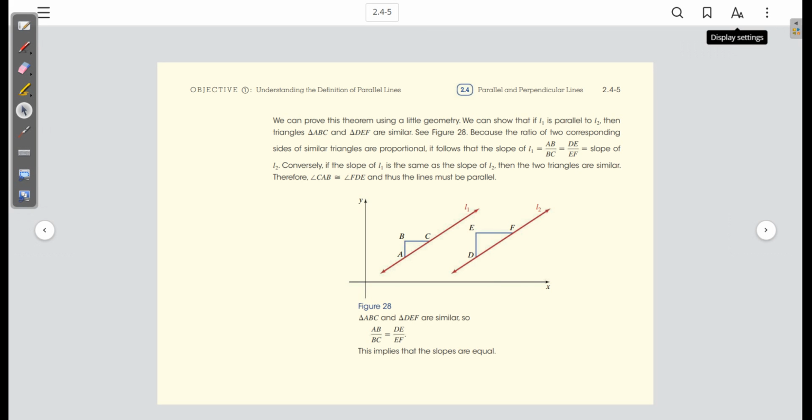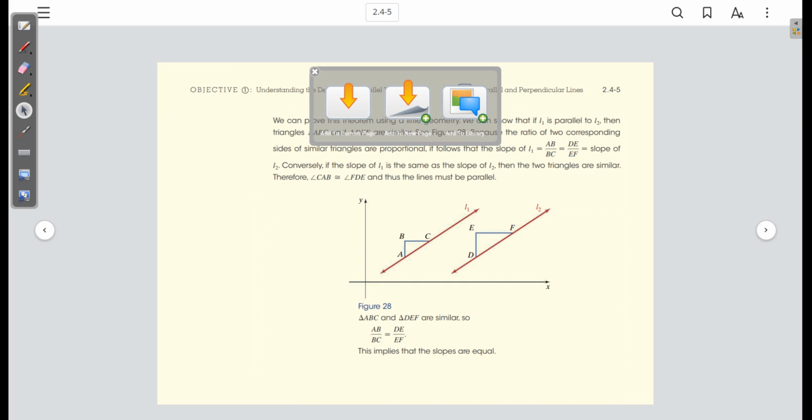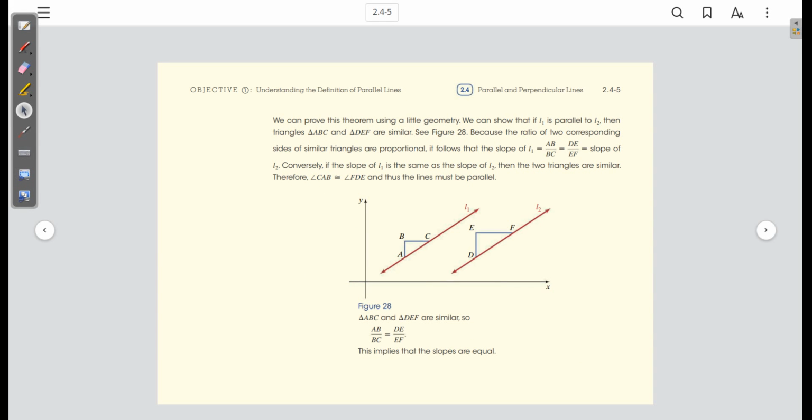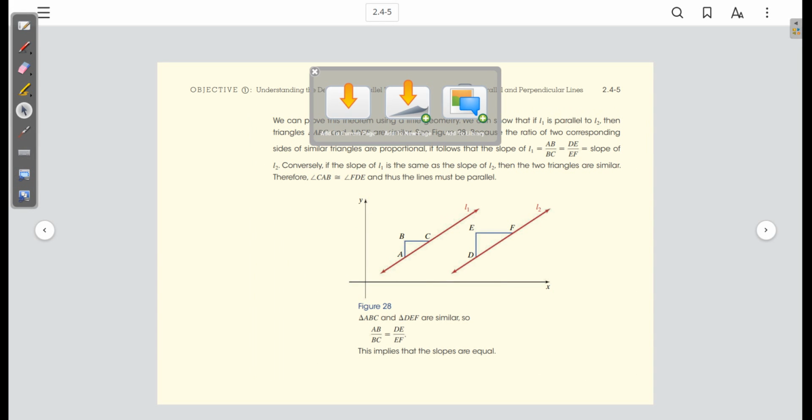Okay, so there's a proof of it. Let's go to the next page. Okay, so the proof for this.